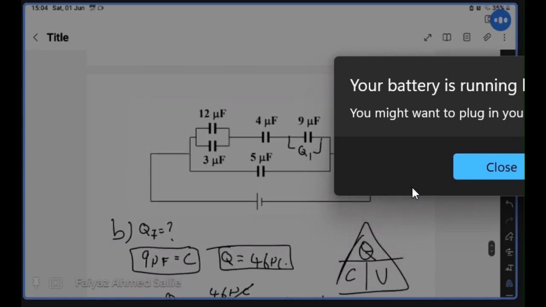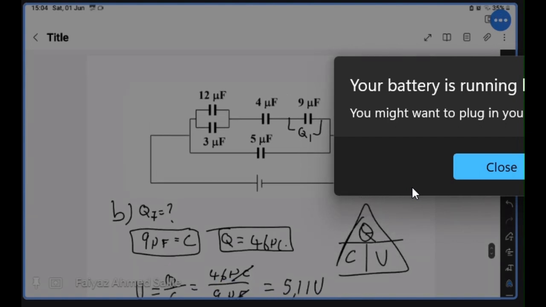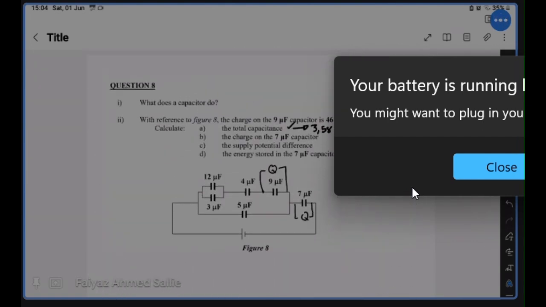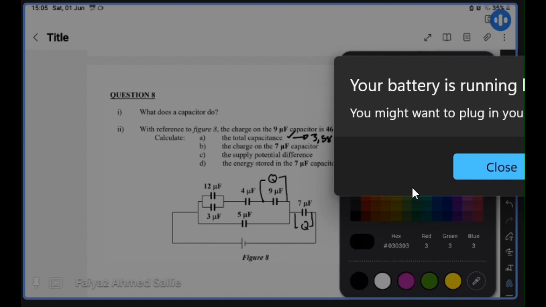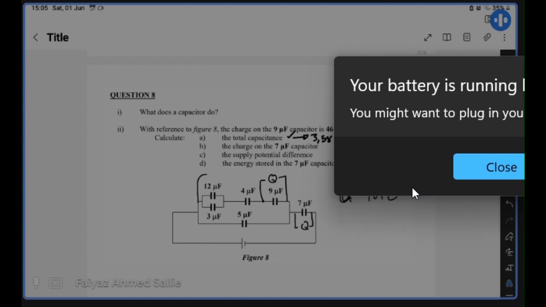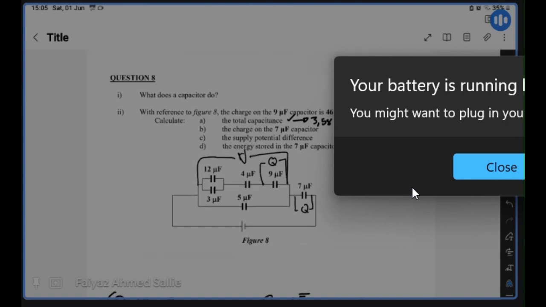Wait, sorry guys, I made a mistake here. So they say that the charge on the 9 microfarad capacitor is 4.46, right? So we actually need to start with this whole diagram over here.